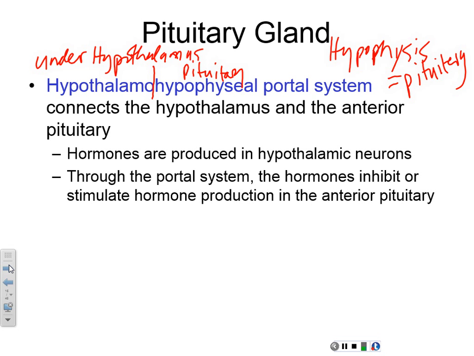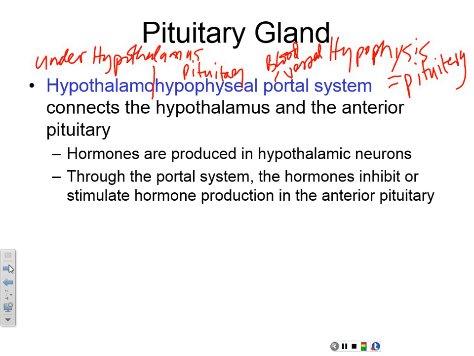So the portal system, it talks about the blood vessels. So it's controlling the anterior pituitary. Right? You see that? Yes. Portal just means blood vessel. Okay. So don't let some of these words trick you into thinking, oh my God, it's all complicated. It's not.